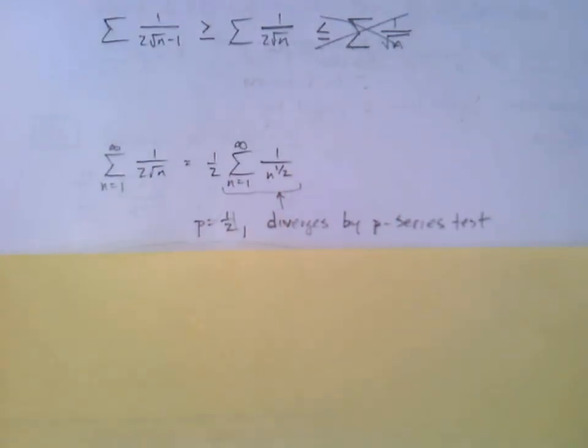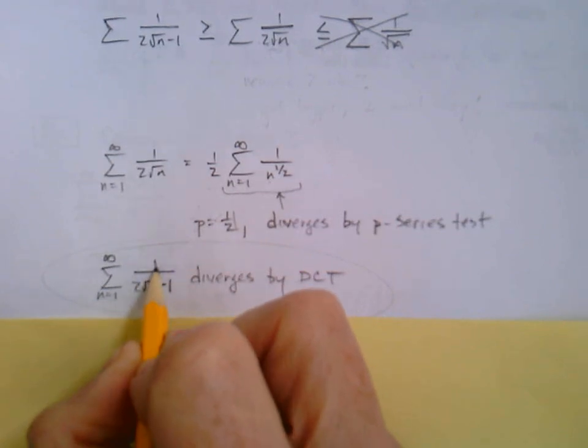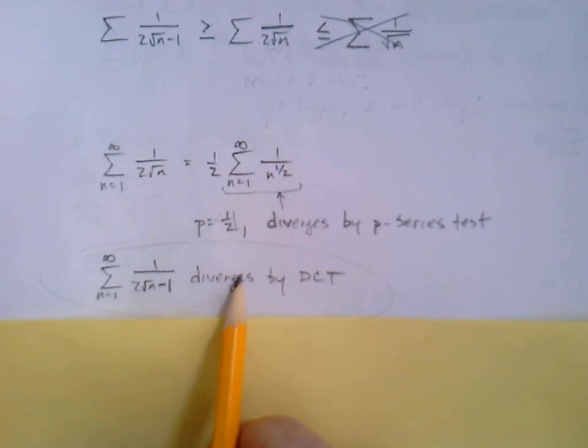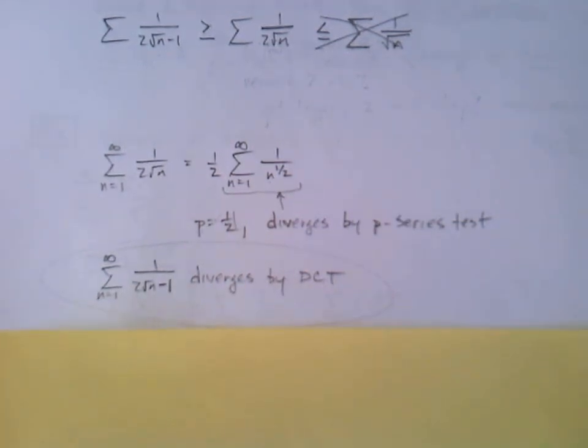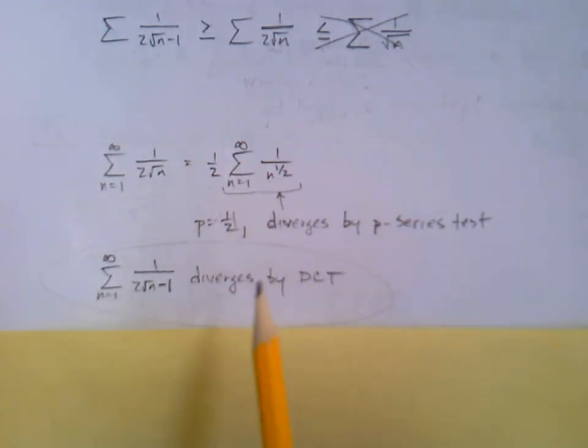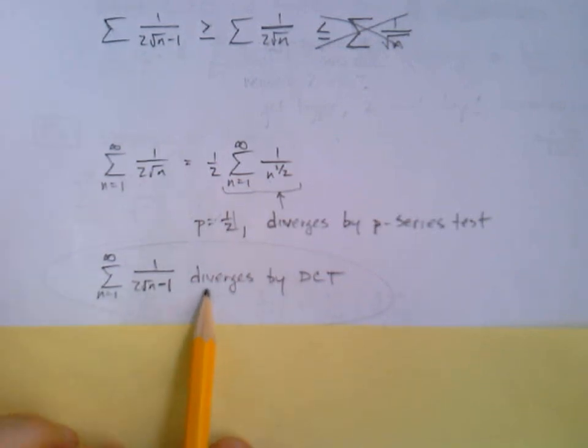That's the second part of the DCT. We know the original series 1 over 2 square root n minus 1 diverges by DCT. And now this is big, and now you really see why stating the series, the test is important. And here I even went and rewrote the series, so there was no question about it. Everybody knew which series I was talking about when I made this final statement.